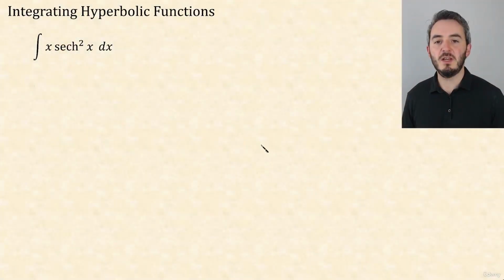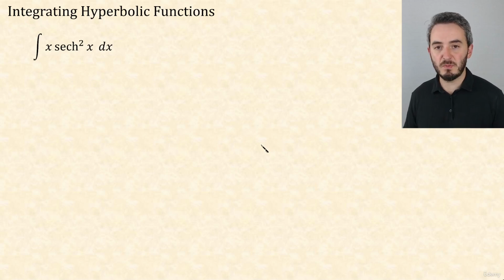In this video, we're going to be looking at some slightly more advanced techniques in integrating with hyperbolic functions. So have a look at this. We've got the integral of x sech squared x. So pause and have a think what your intuition is about how to do this.